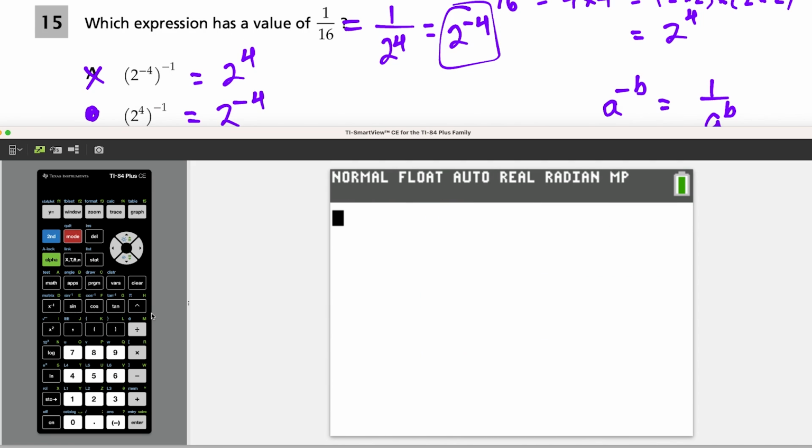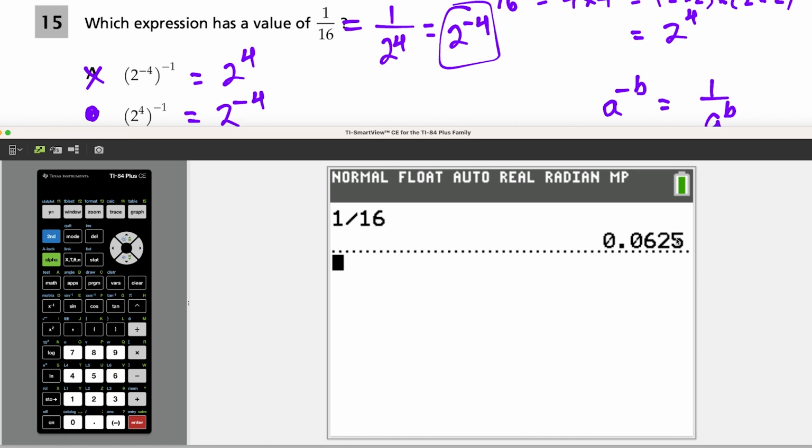But once again, if you just want to use a calculator to answer this, what you could do is write in 1 over 16. You could remember this decimal, and then you type in the answer choices. Notice that if I put a parenthesis here, I have 2 to the 4th power. Then I'm going to get out of that exponent by hitting the right arrow, close the parenthesis, and raise all of this to the -1. Notice that I get a matching decimal here. So choice B is definitely correct.